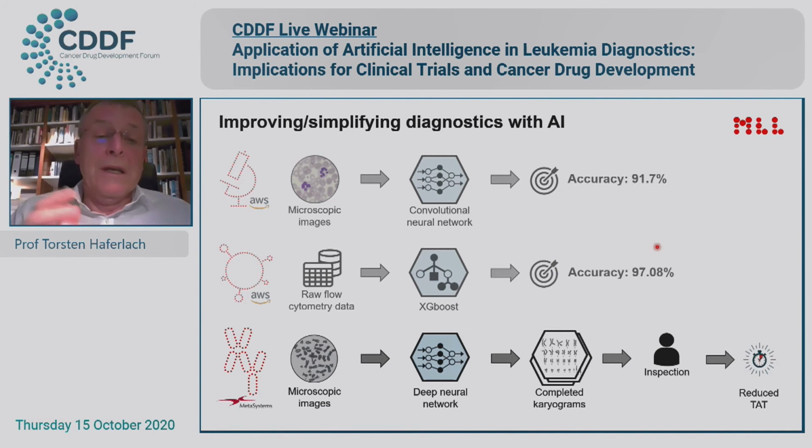And finally, we used, together with MetaSystems, deep neural network learning and AI to go from the microscopic image of a metaphase to a complete karyogram. By doing that, we reduced the turnaround time from 7 days to 5 days and from 5 days to 3 days. And this also will be a talk at the upcoming ASH meeting. So we think that we can really improve our gold standards that come up with phenotypes by implementing AI and cloud computing, and that will lead to a very high reproducibility and will completely shorten the turnaround time from the sample to the result and the report.